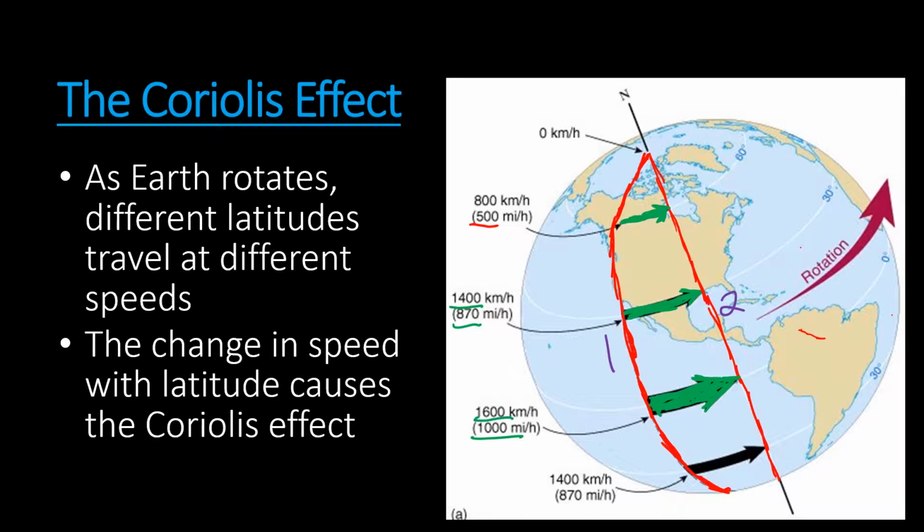And so in different places on the Earth, it is traveling at different speeds, because what is speed? It is distance divided by time. And if it takes this one longitudinal line 1 hour to move that distance, we can easily figure out its speed. Because of the curvature of the Earth, different parts are going to rotate at different rates. So the change in speed with latitude causes this Coriolis effect.